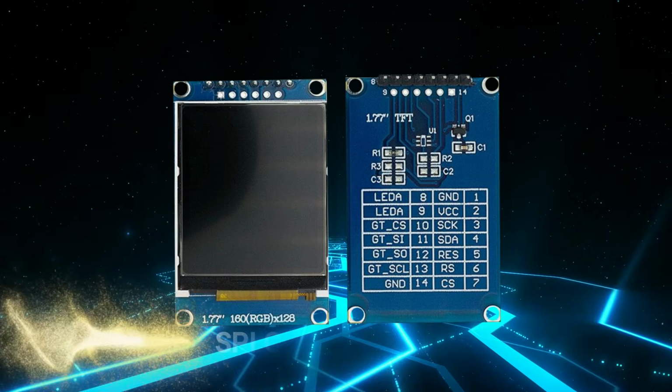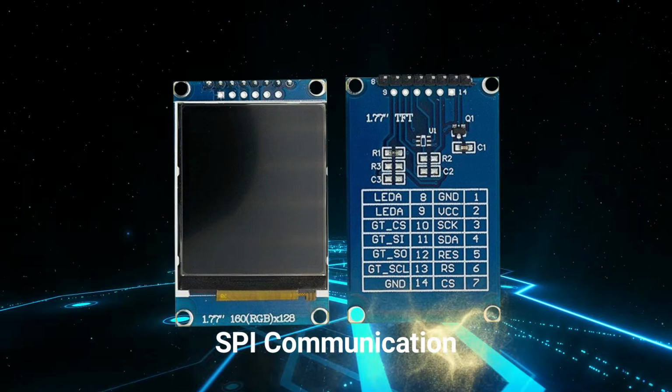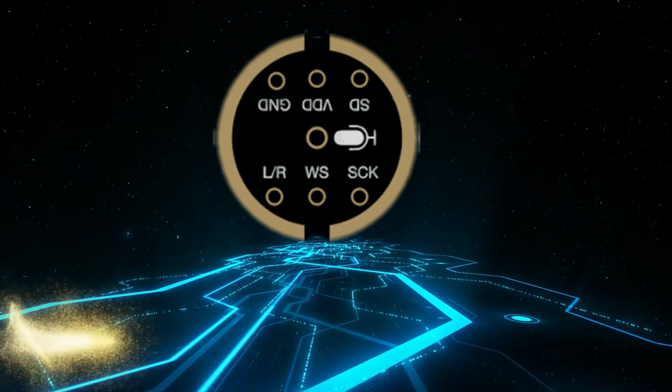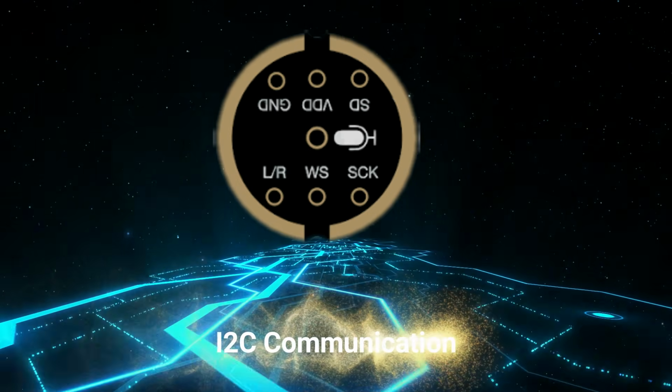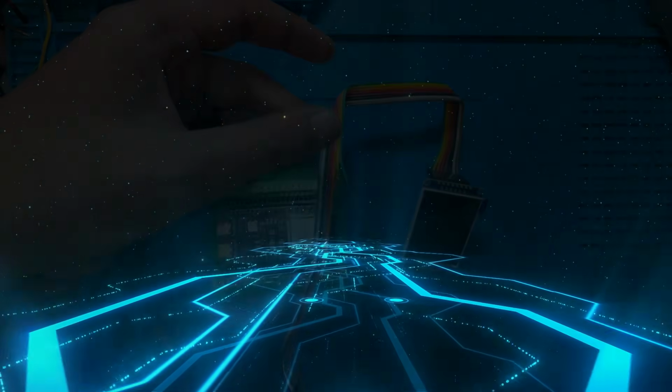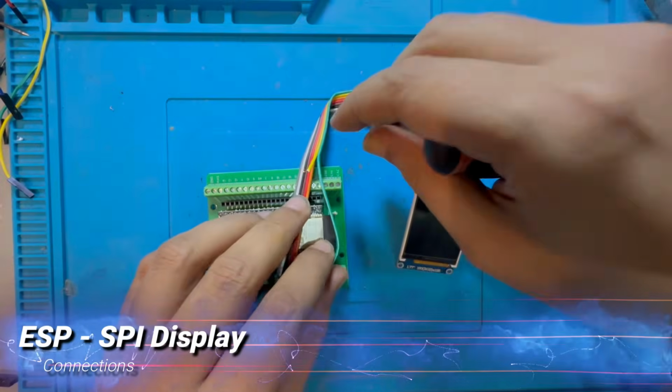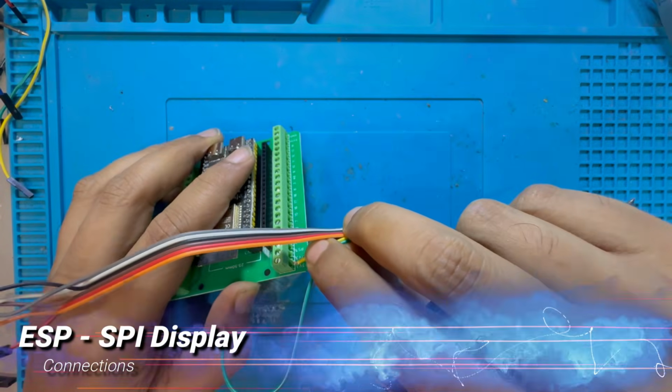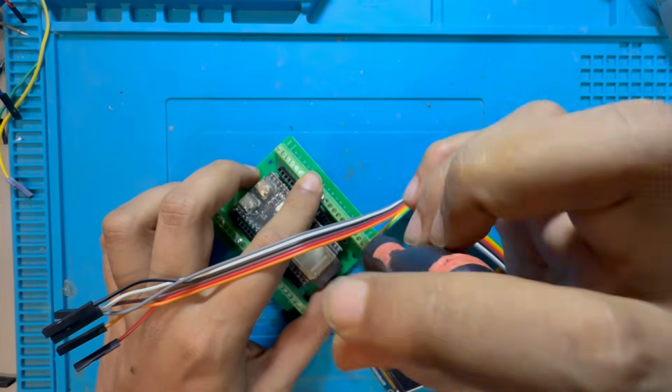It uses SPI communication, while the INMP441 microphone uses I2S communication. ESP32 S3 can handle both simultaneously without any problem. First, let's connect the TFT SPI display with the ESP32 S3.